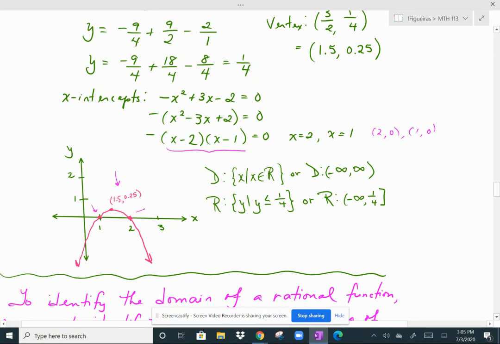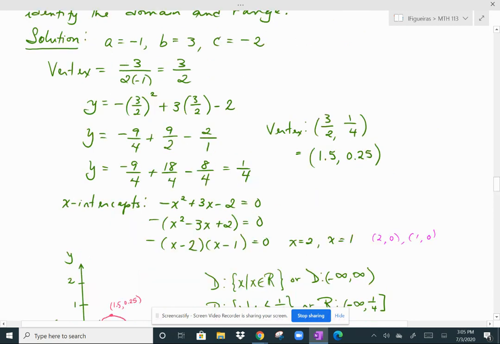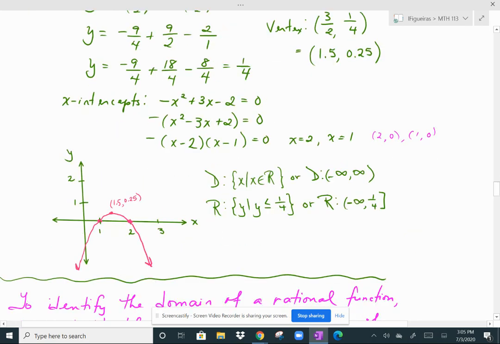And the graph is an upside down parabola because my a value, or my leading coefficient, is negative. So we saw that at the very beginning. Your a is negative, so it's upside down. So here, just like I mentioned at the beginning of this topic of quadratics, your domain is all real numbers.